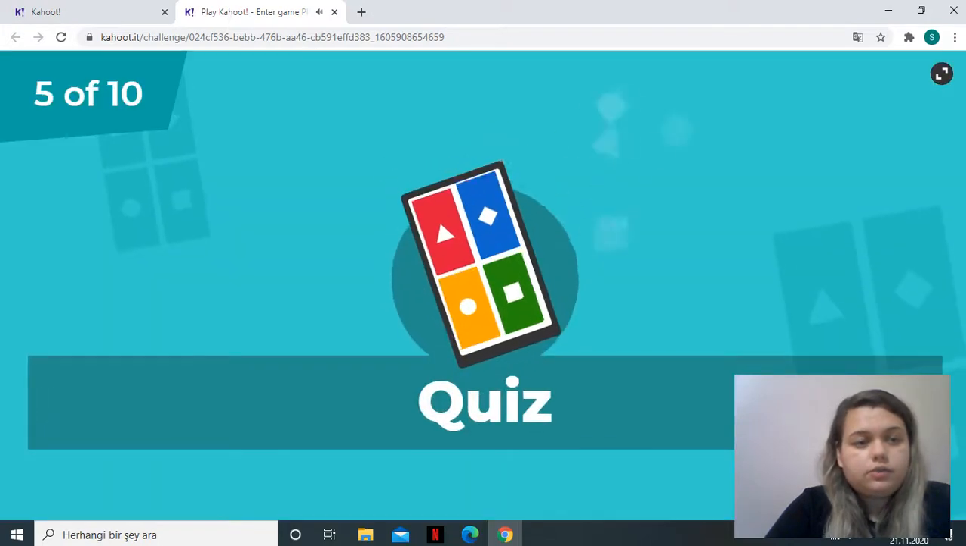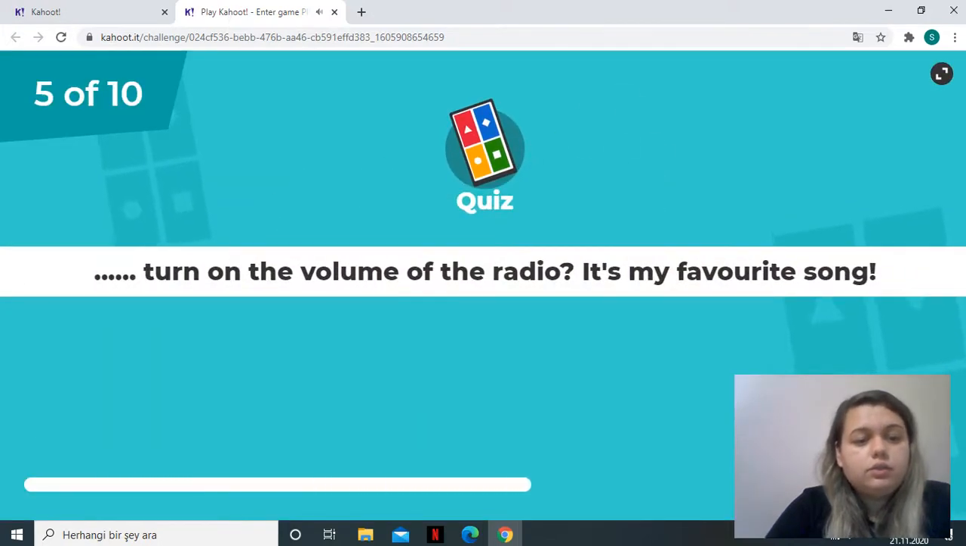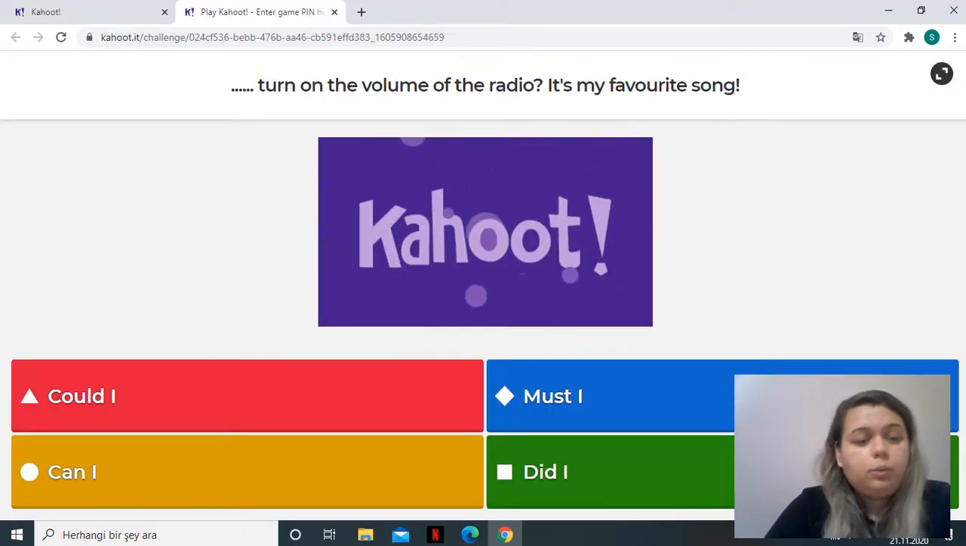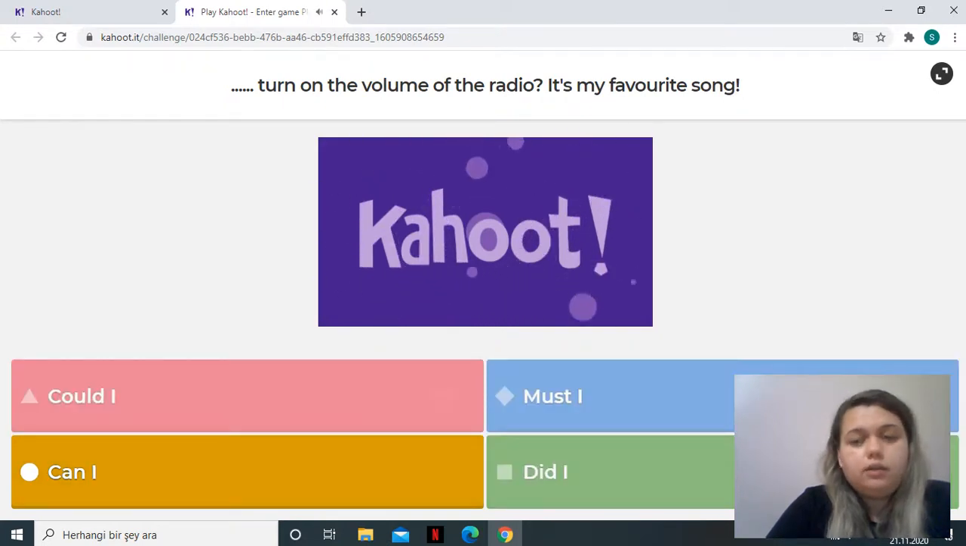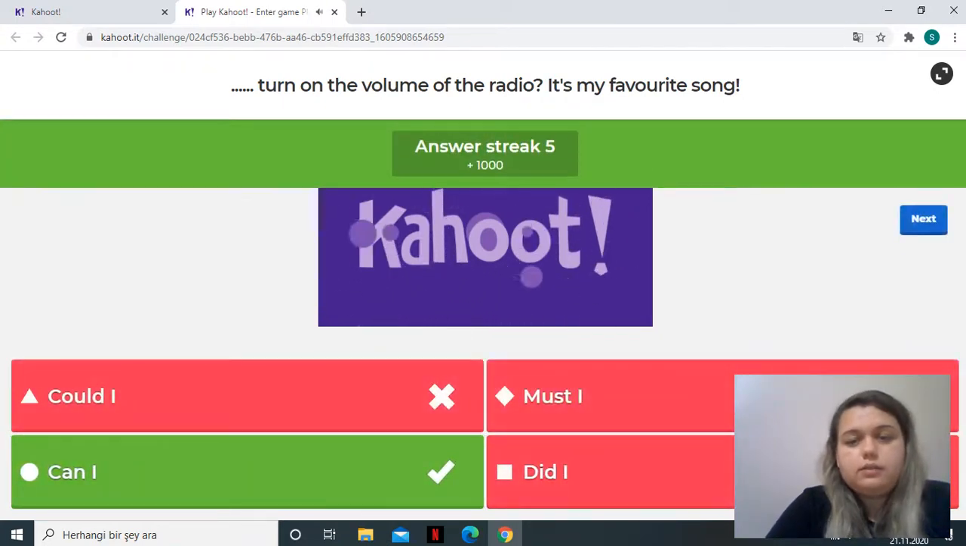Our next question, fifth question is, blank I turn on the volume of the radio? It's my favorite song. We cannot use could I. We cannot use must I because there is no obligation here. We cannot use did I because did is the past version of do. So it's not a past sentence. We can only use can I in this sentence. This is the right answer.